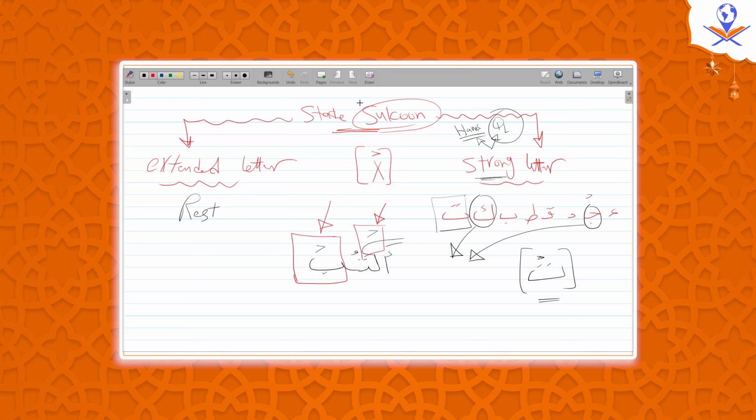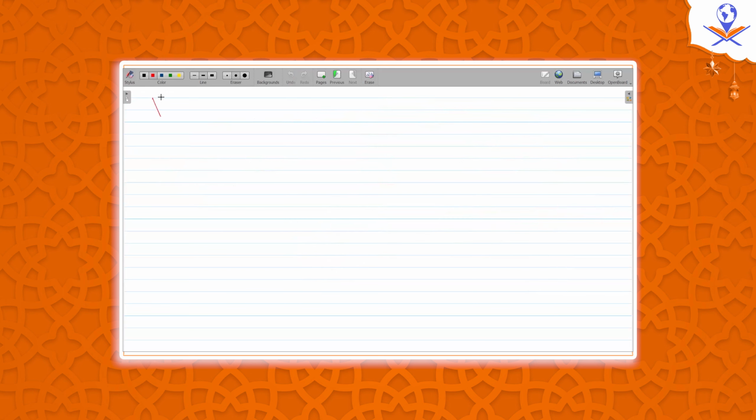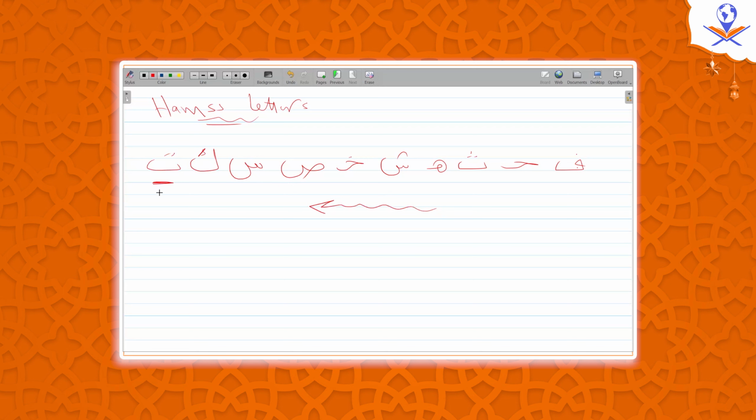What are the hams letters? Just to know briefly, we have a chapter where we are going to explain this in detail. The hams letters: fa, فحثه شخص سكت. Like this. The more you go this way, the more strength. Here is the highest level, here a bit lower, a bit lower, a bit lower. Get my point? For the hams sound.